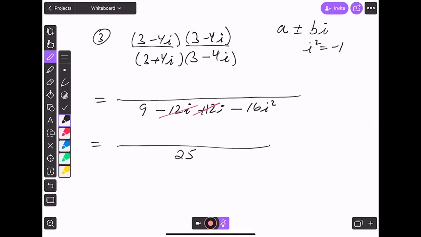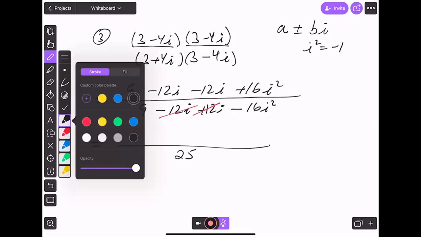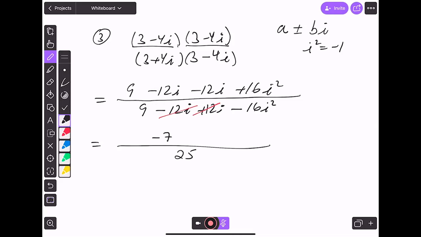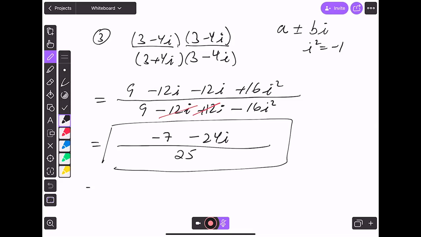All right, let's go to the top now. 9 minus 12i minus 12i plus 16i squared. Well, again, you should realize that i squared is minus 1. So I get 9 minus 16, which is minus 7. And minus 12i minus 12i is minus 24i. Now, by the way, I don't mind that answer. What I do want to write down is the proper form of it. It's minus 7 over 25 minus 24 over 25 i.